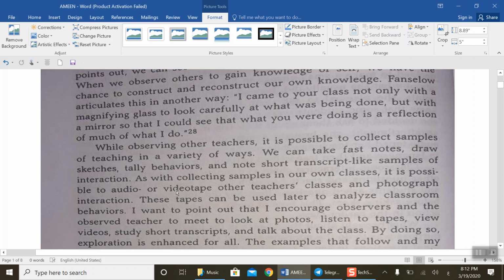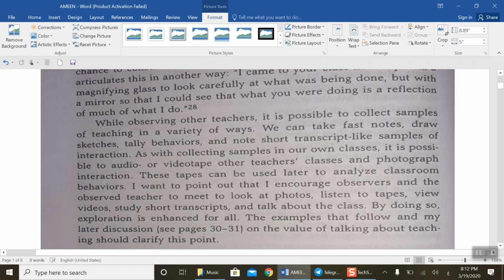Okay? As with collecting samples in our own class, it's possible to audio or videotape other teachers. You see here? You can videotape other teachers' classes and photograph interaction. All these are the ways that you can do in order to collect samples inside the class. These tapes can be used later to analyze. You remember we talked about this point, how to collect samples and how to analyze classroom behaviors.